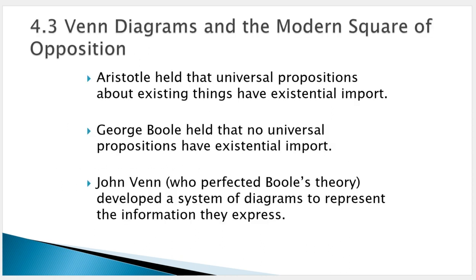All right, and the last section that we're going to cover this week is Venn diagrams and the modern square of opposition. We're going to talk a lot about three very famous people who did work in philosophy. Okay, Aristotle's the first one. Aristotle held that universal propositions about existing things do have existential import. They are important because you can't really talk about things that don't exist. Like we could talk about unicorns all day long, but does it matter because they don't exist? Same kind of thing. George Boole held that there is no universal proposition that has existential import. I don't know if I necessarily agree with him, but whatever.